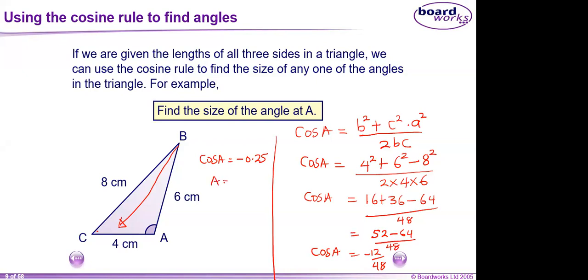You press shift cos, negative 0.25. Those who are new to the calculator, to find cos inverse, you place shift, and then you place cos, and then put negative 0.25. You place shift, cos, then negative 0.25.